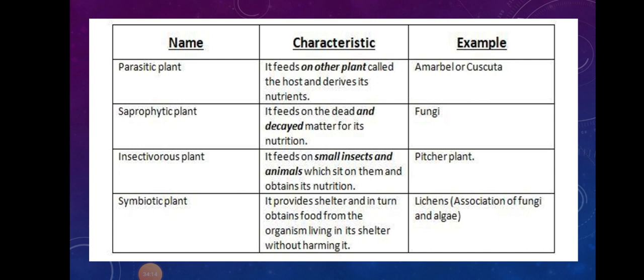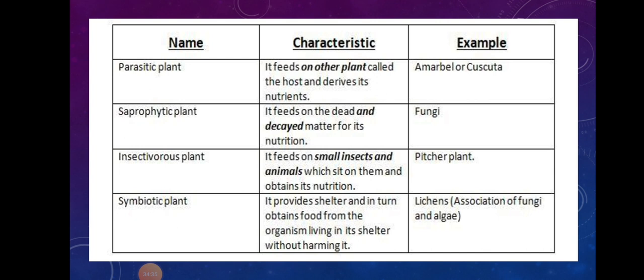First is parasitic plants. There are plants which are parasites, there are plants which are saprophytes, there are insectivorous plants, and then there are symbiotic plants. One by one we will see what each type is. First is parasitic plants. It feeds on other plants called the host and derive their nutrition. Amarbale and Cascuta are the best examples.